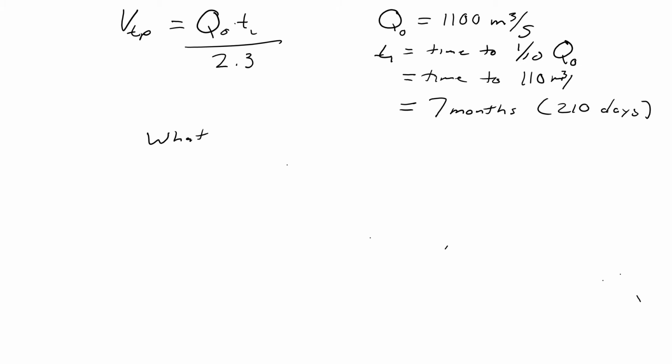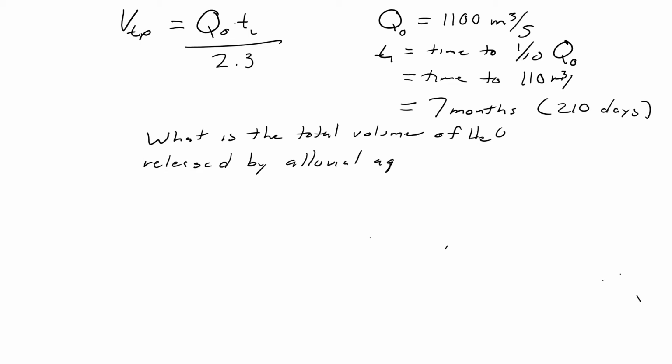So the question would be then, what is the total volume of water that is released by these alluvial aquifers, and in this case we'll just make it a 7-month recession, same length of time that it takes for that stream flow to drop to 1/10 of its original value.